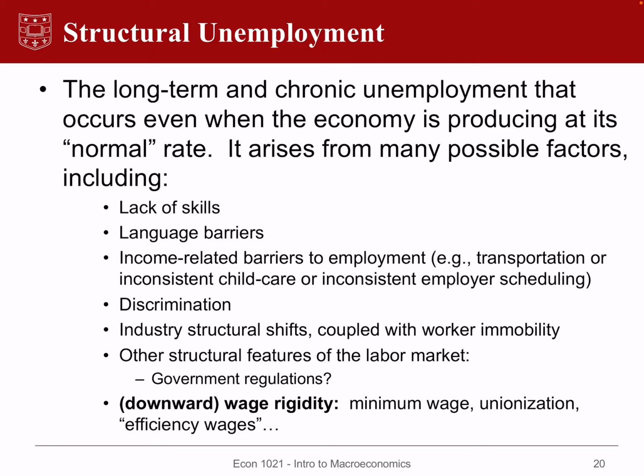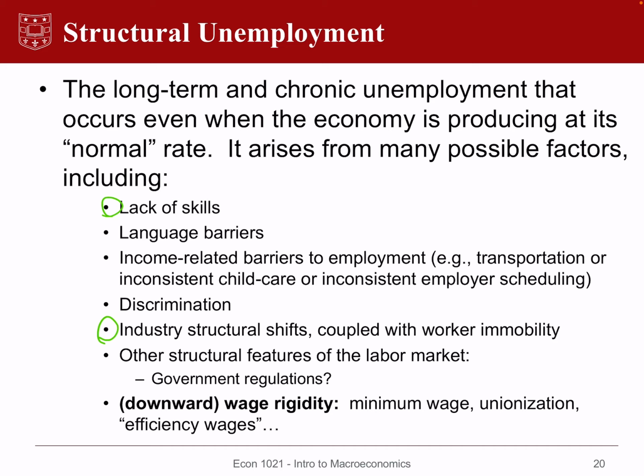So I have the skills and industrial shifts, so here and here, coupled with worker immobility. So if you recall in the discussion of frictional unemployment, I said one of the reasons why there could be frictional unemployment is a skills mismatch. So what the authors of the textbook are trying to do is to draw a distinction between a skills mismatch that could be addressed through job training or just better information about what's required for a particular job, and a fundamental imbalance that exists.